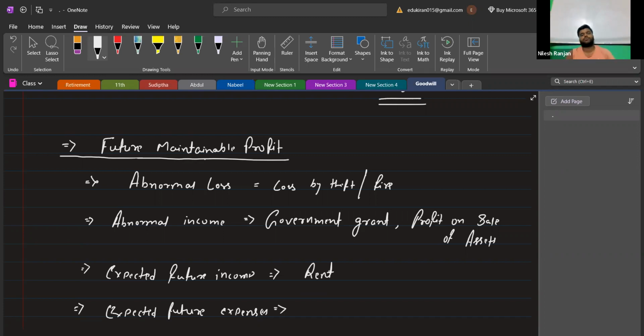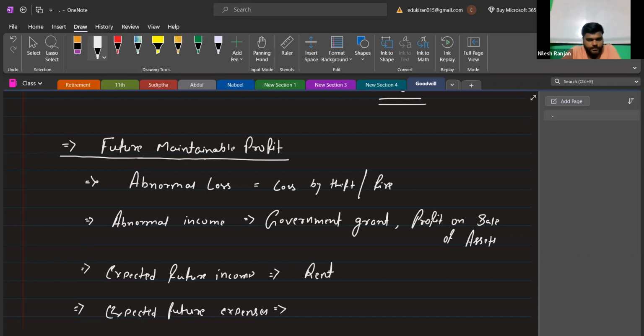What about purchase of raw material? Sir, maybe raw material is a regular expense. Yes or no? Yes, sir. So if raw material is a regular expense, it also happens in the current year. We have purchased some raw materials in the current year also. So it is not an expected future income or expense. It is recurring in nature, so it will happen in all the years. That's why we don't have to consider that.